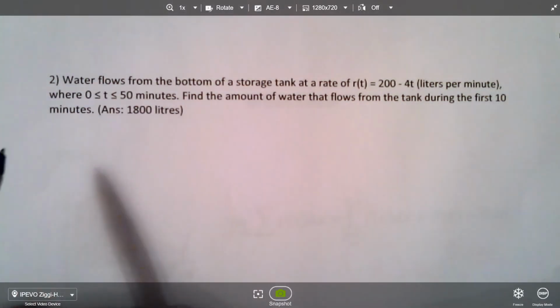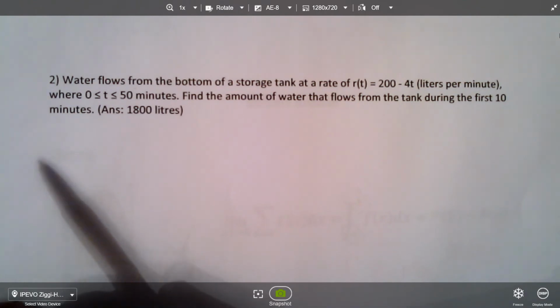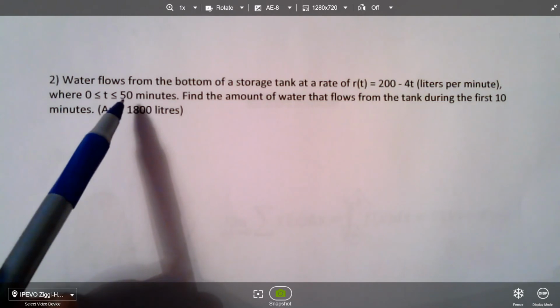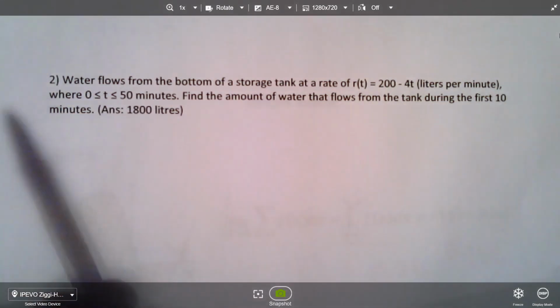Water flows from the bottom of a storage tank at a rate of R(t) = 200 minus 4t. This is liters per minute, and it's going to do that from 0 to 50 minutes. So the assumption is, in 50 minutes it's going to be empty. Find the amount of water that flows from the tank during the first 10 minutes.